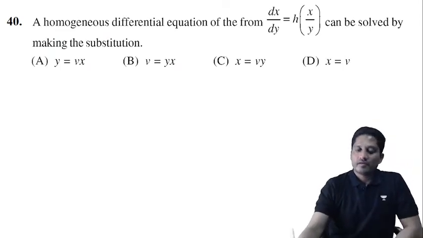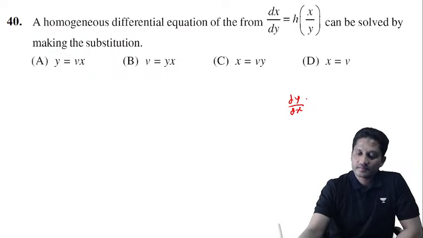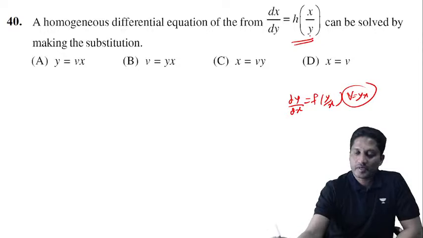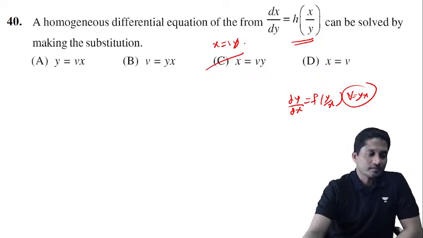Whenever you have dy by dx is equal to function of y by x, then you will put v is equal to y by x. But if you have function of x by y, then you will put x is equal to vy. Right, that's the answer, option C.